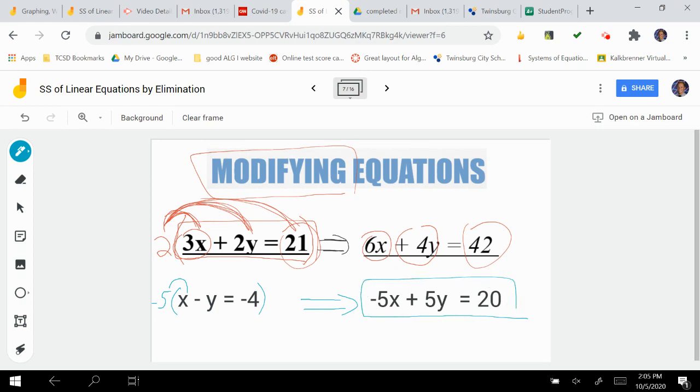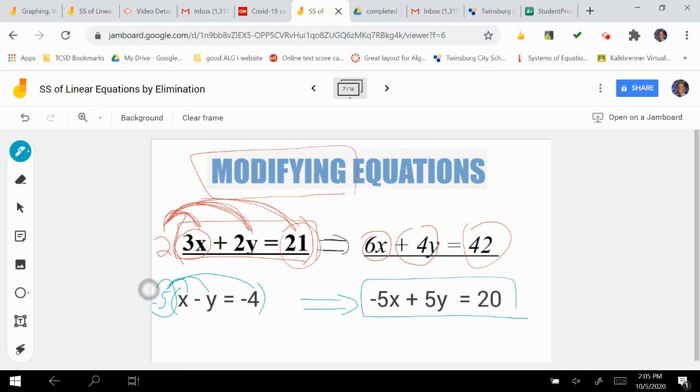Negative 5 times x is negative 5x. I think I misspoke there. We're multiplying it by negative 5. Negative 5 times negative y is positive 5y. And then negative 5 times negative 4 gets us positive 20. So we are manipulating the situation.